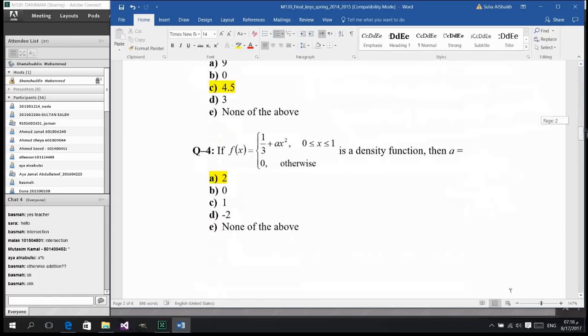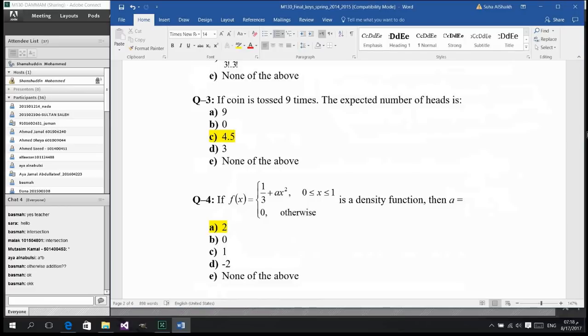In question 3, I'm tossing a coin 9 times. The expected number of heads. What do you think? Give me suggestions here. How are we going to use this? The expected number is the mean, right? They want the mean of getting a head. What kind of experiment is that?